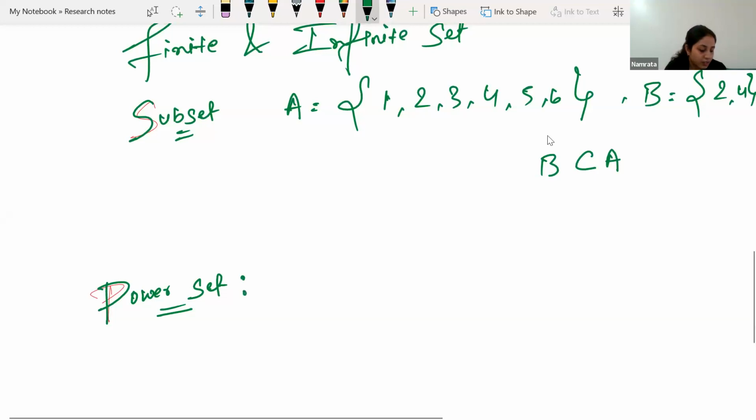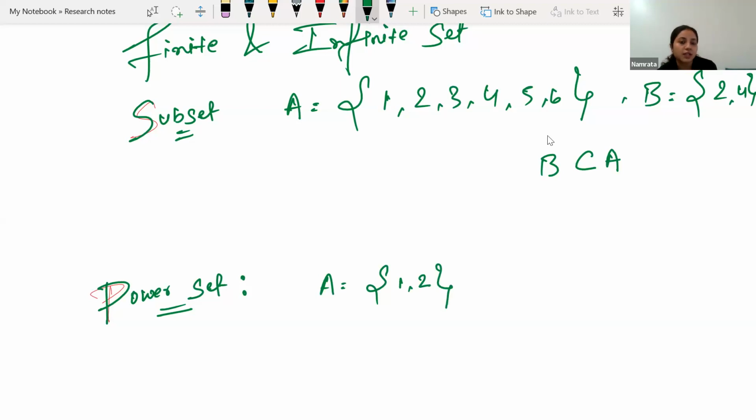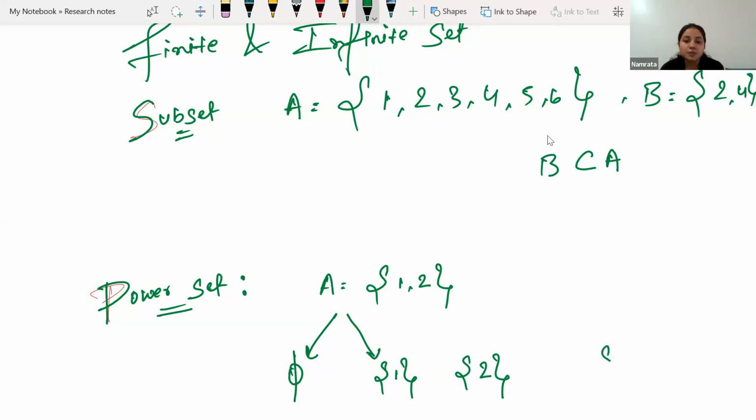So power set. Now, suppose we have set A, that is {1, 2}. The elements of set A are 1 and 2. Now, we can write all the possible subsets of A. How will we write them? The first subset will be phi. The next subset of A will be {1}. After that, the next subset will be {2}. And one more subset will be there, that is {1, 2}.